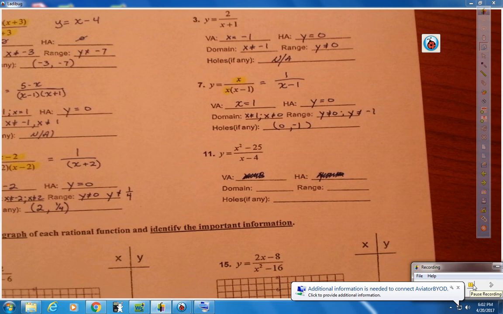All right, but we only have a hole when something on the bottom and top can be canceled. All right? So we've got 2 more to look at on the back. And then we'll be all done.